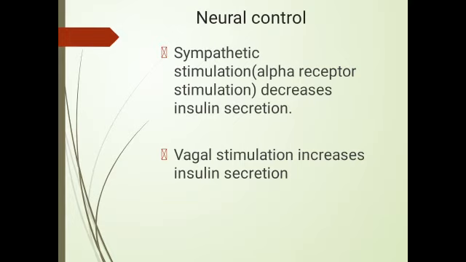Third is the neural control. The sympathetic stimulation via alpha receptor stimulation will decrease the insulin secretion, whereas the vagal stimulation will increase the insulin secretion.